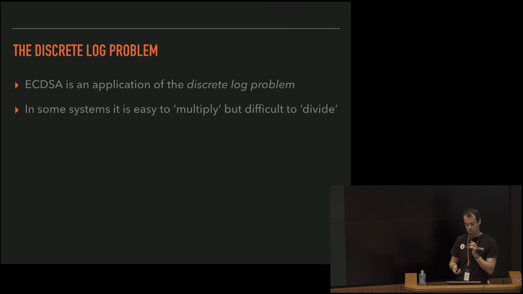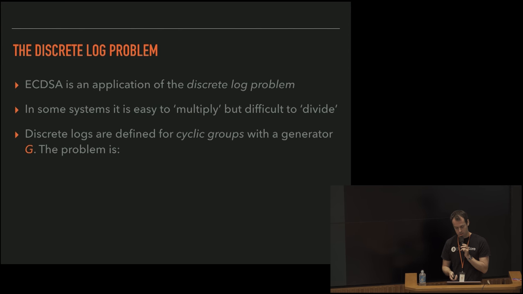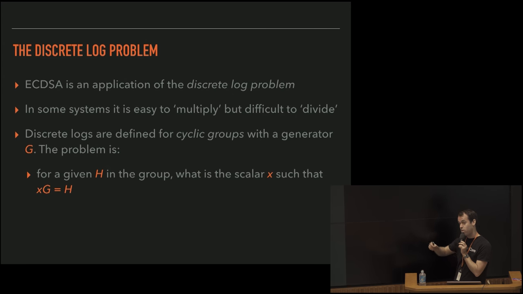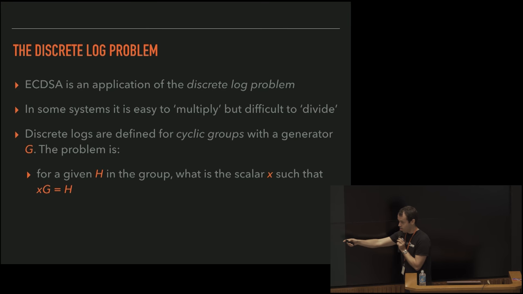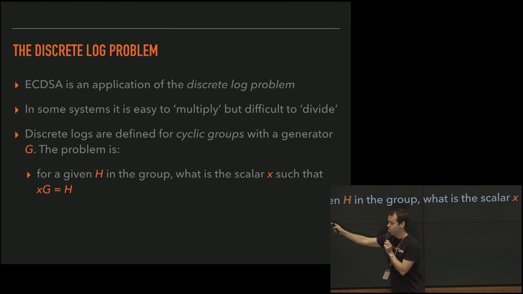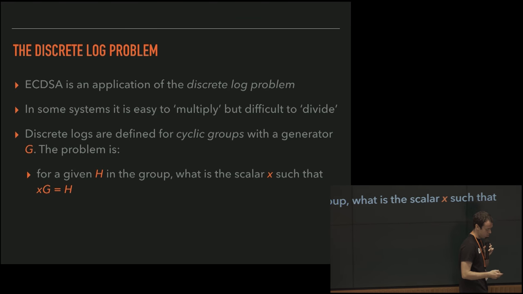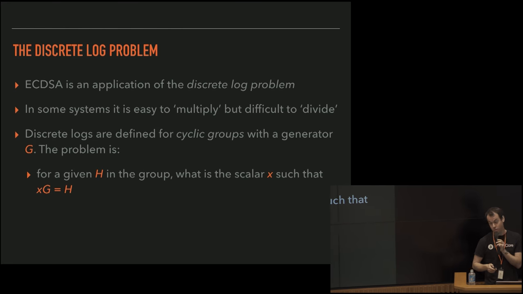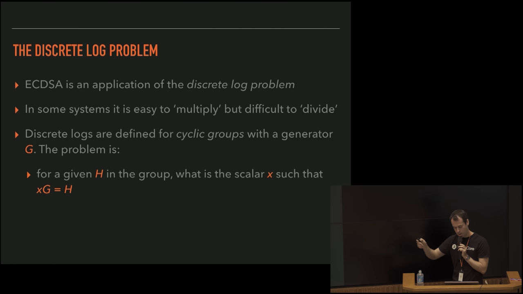And on top of that, we can build a digital signature scheme. I'm going to talk about cyclic groups in a second. But very briefly, if we talk about a cyclic group with a generator G, the problem is: for a different element H in that group, what is the scalar X such that if you add G to itself X times, you end up with H? This XG, adding G to itself many times, that's easy, we can do that. But given H, it's very difficult to work out what X is. And in our public key cryptography scheme, X is a private key and H is a public key.